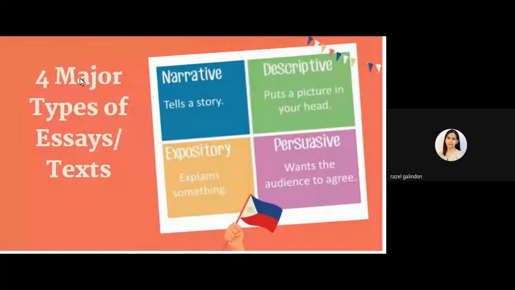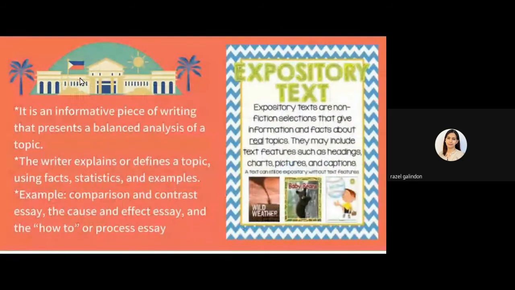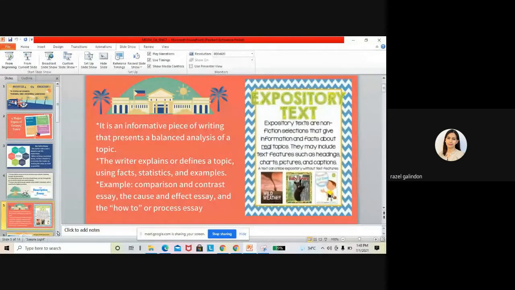Again, the four major types of essay: narrative, telling a story; descriptive, the writer is describing something or puts a picture in the reader's head; expository, the writer is giving information, a fact, explaining something; while persuasive, the writer wants the audience or the reader to agree. Okay, he is convincing the reader to agree with his side. Now, I'm going to show you different examples of essay, and I want you to identify what type of essay it is.